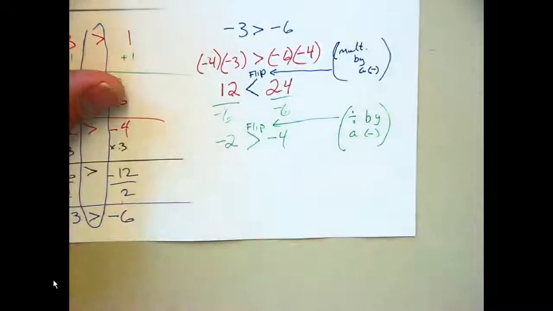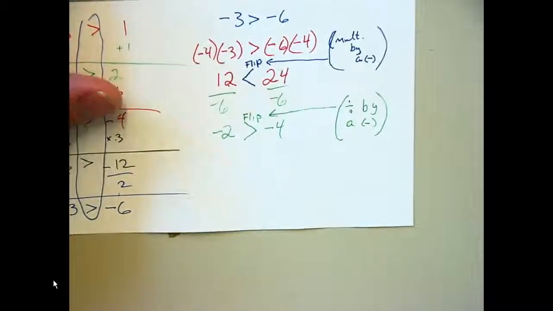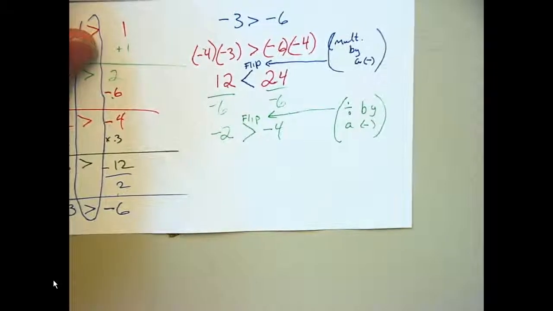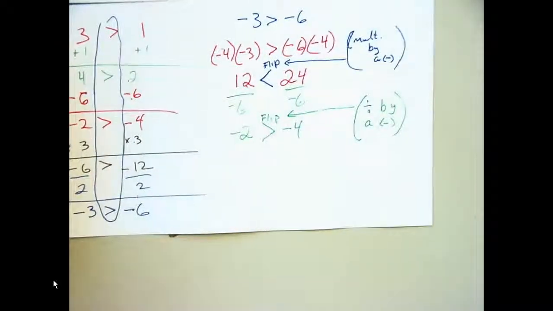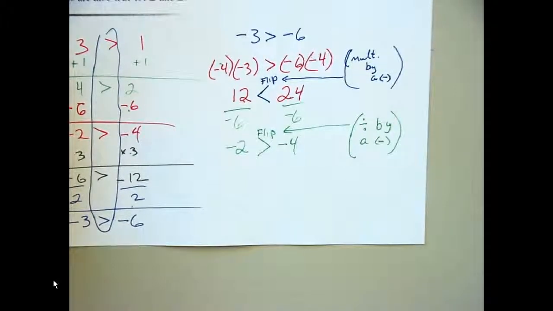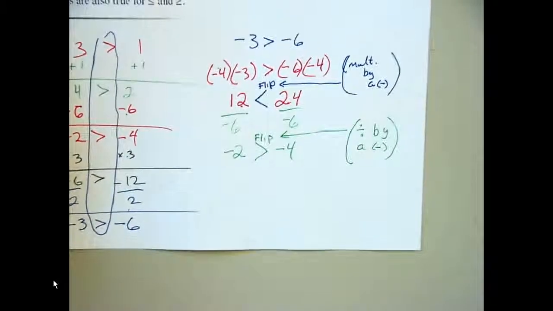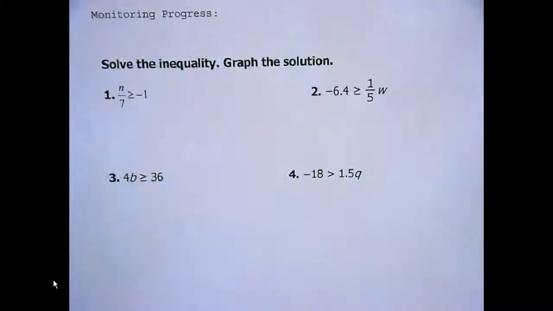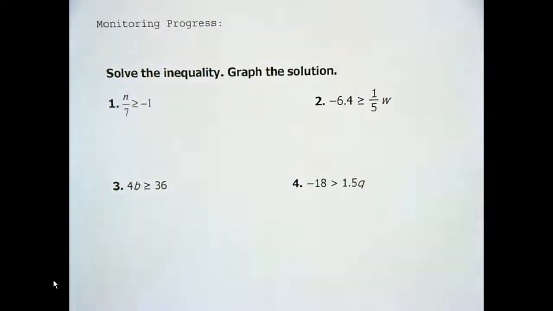Well, always, but that will be something we go through today. So that's one of those major rules there. Any questions there? All right, so let's go ahead and try some of these. I want you to try numbers 1 through 4 there. Solve the inequality, graph the solution.